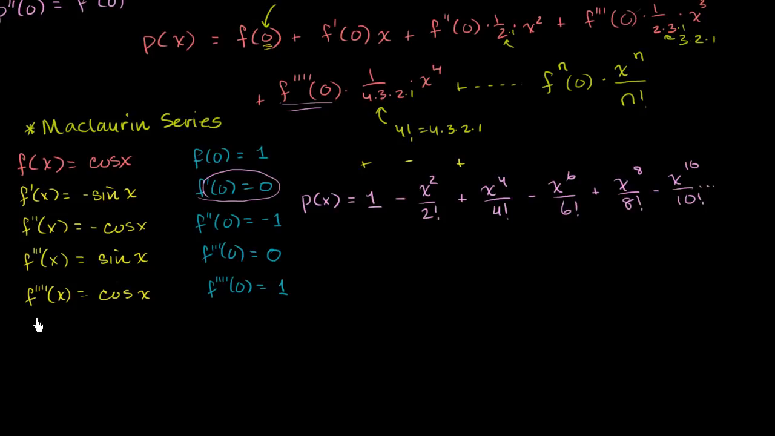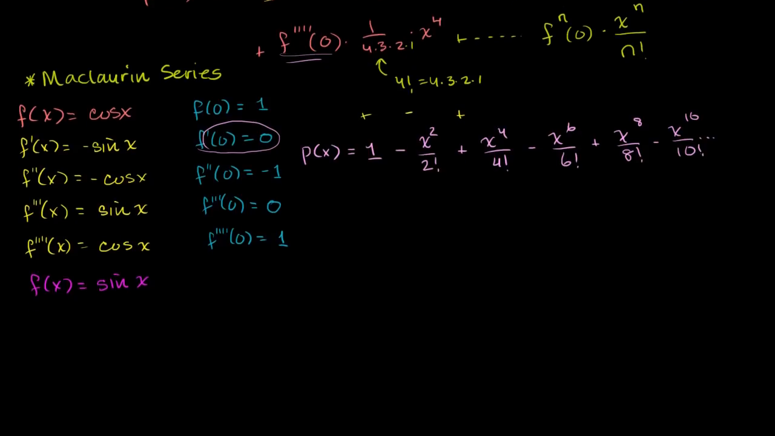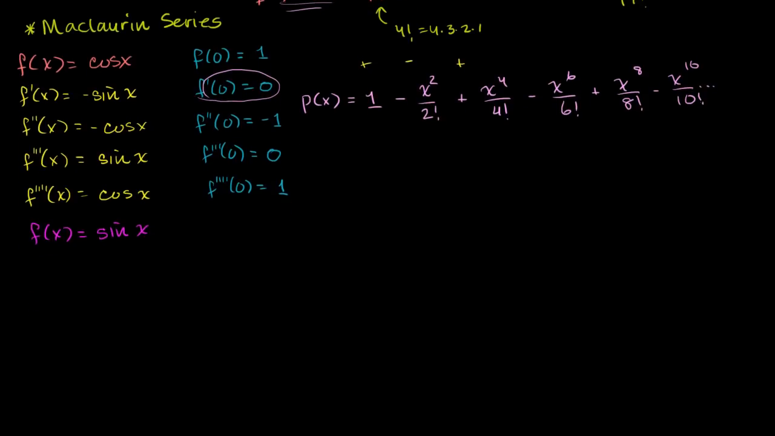So let's take f of x in this situation to be equal to sine of x. F of x is now equal to sine of x. And let's do the same thing that we did with cosine of x. Let's just take the different derivatives of sine of x really fast.